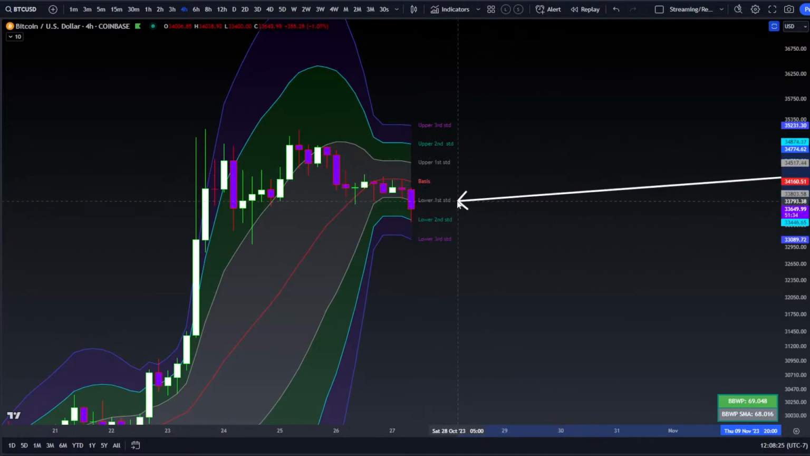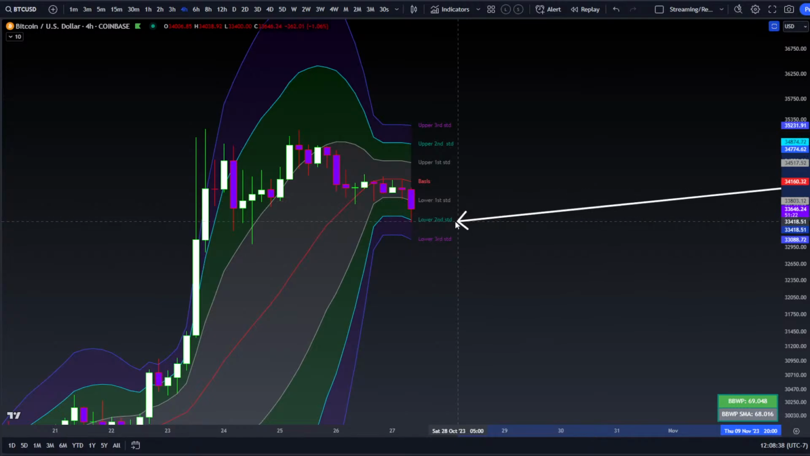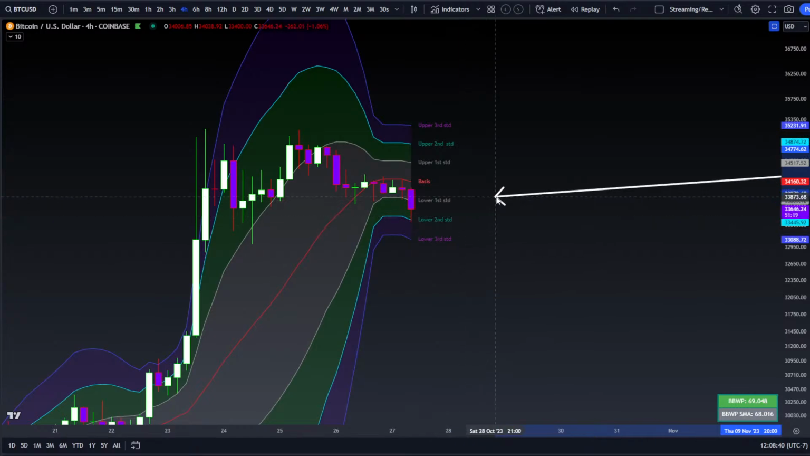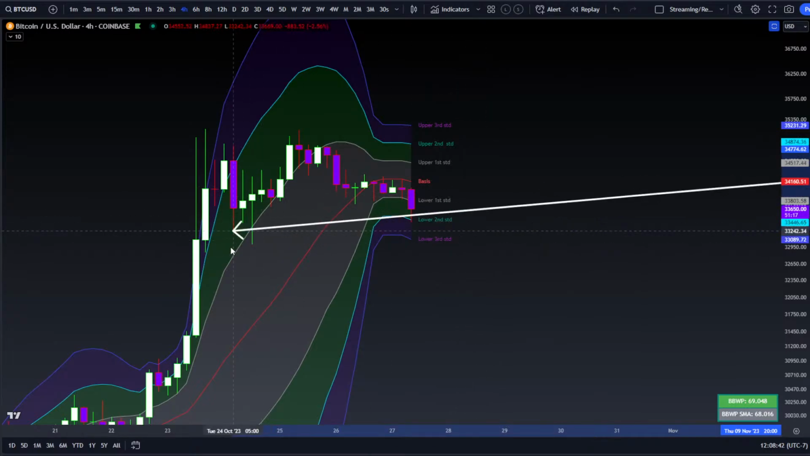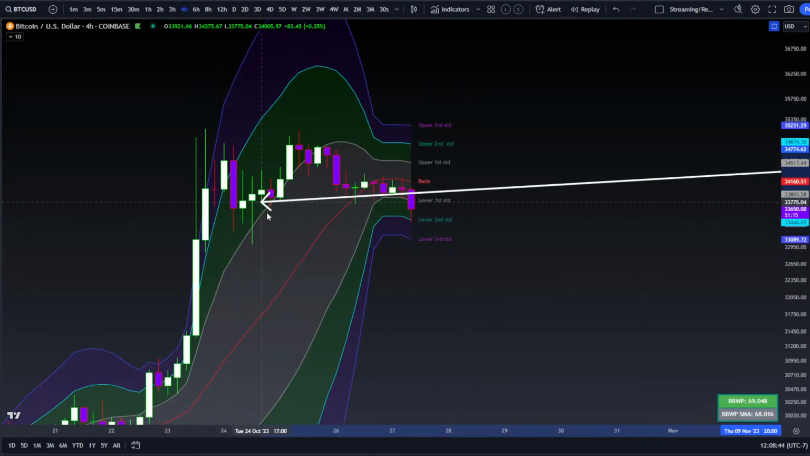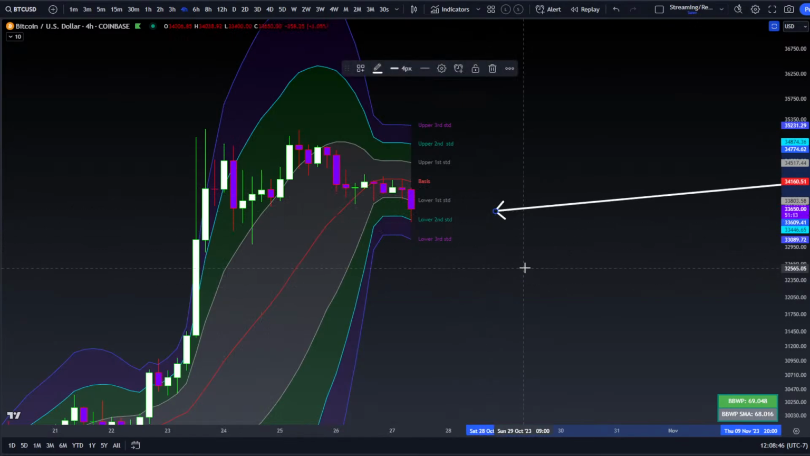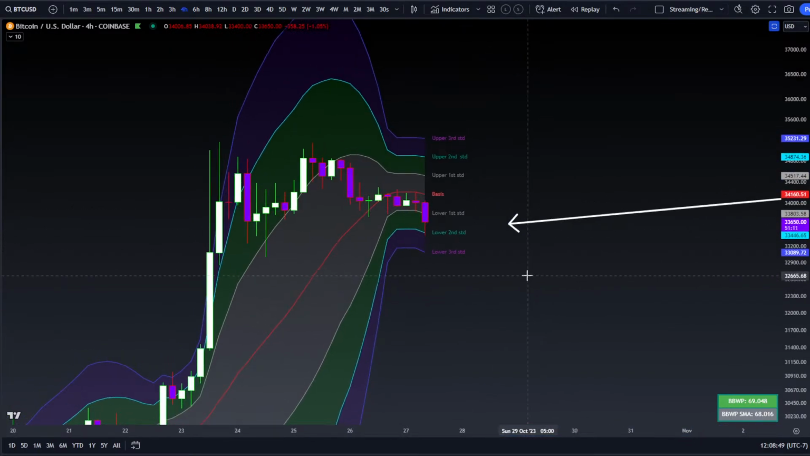If it does close below the lower first, which is going to be at 1 p.m. my time, 4 p.m. Eastern, we're probably looking at another test down to the lower second area to test the lows over here. If I had to guess, we'll look at that in a little bit more detail on lower timeframes today.